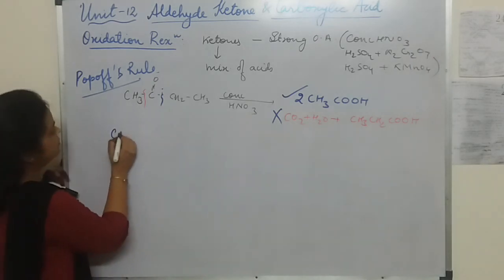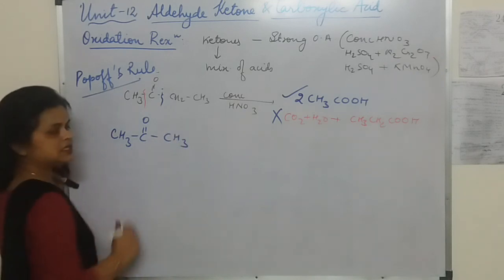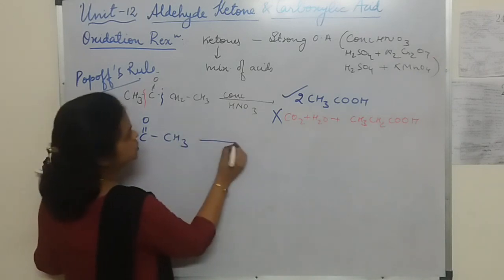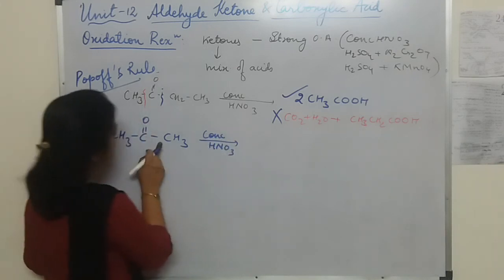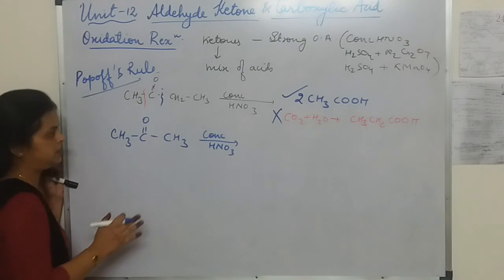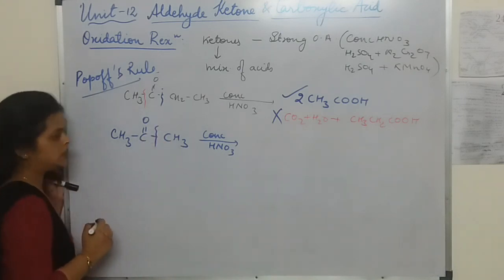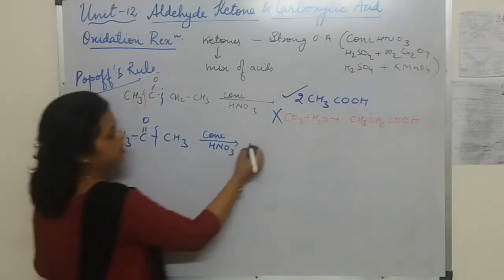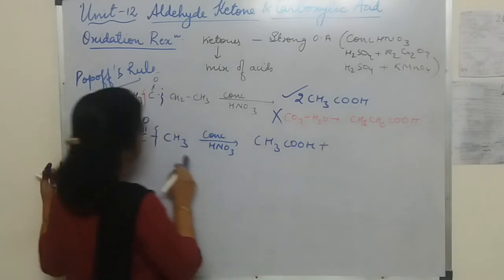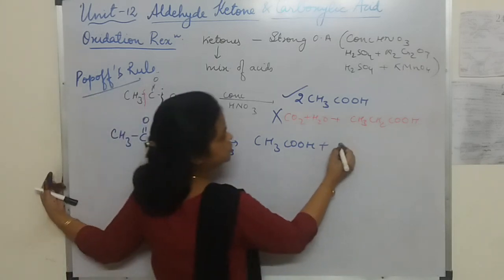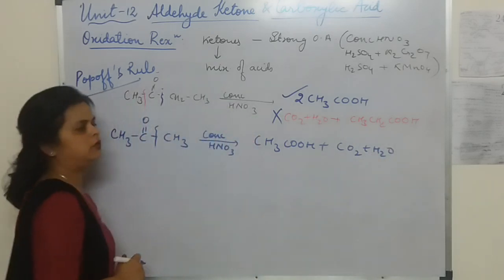Suppose we have this type of ketone, CH3COCH3. This is acetone. So acetone reacting with concentrated HNO3. Now here, whichever side the cleavage takes place, it will be the same. If cleavage happens from here, CH3COH on one side, we will get acetic acid, and on the other side we have one carbon, so we are going to have CO2 plus H2O. So in this way you can write down the product.